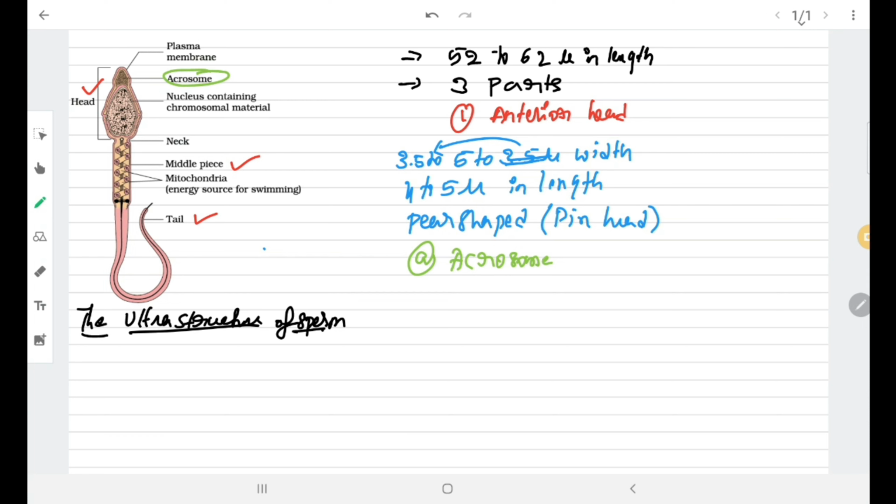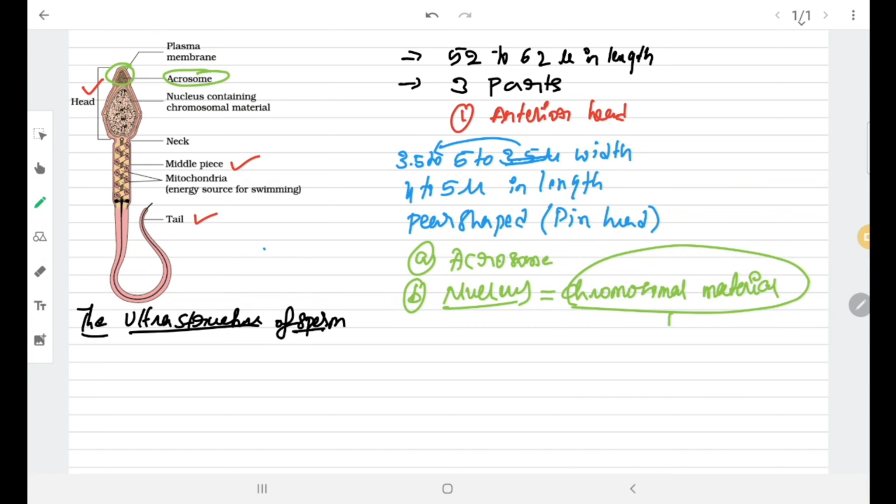So now we know what the nucleus is having. That is simply a chromosomal material that may be DNA or RNA, depending upon what the genetic material is. Now very importantly, we need to know about this one, the acrosome. We need to find out what the acrosome is containing.